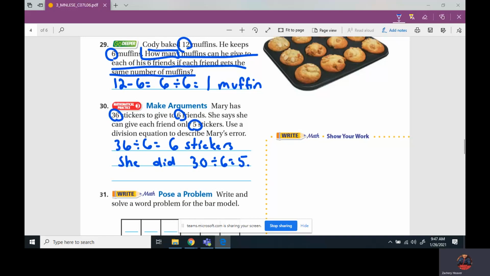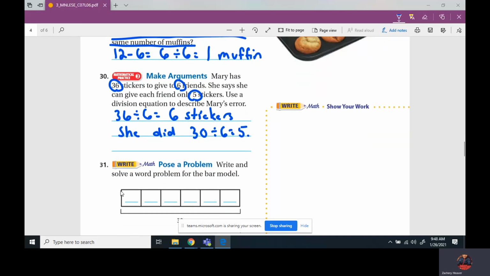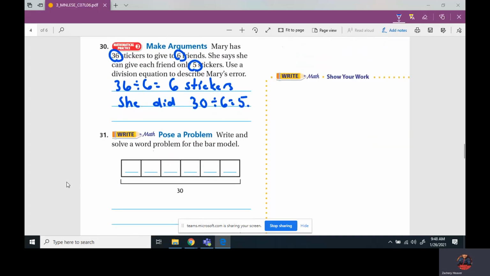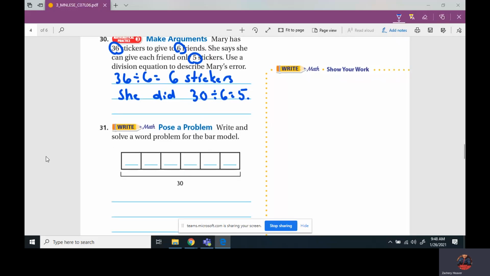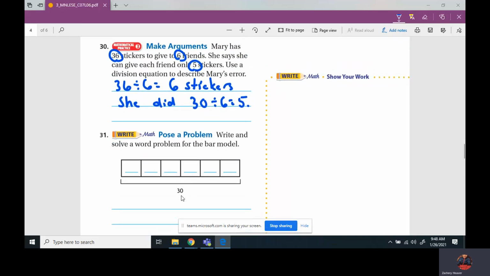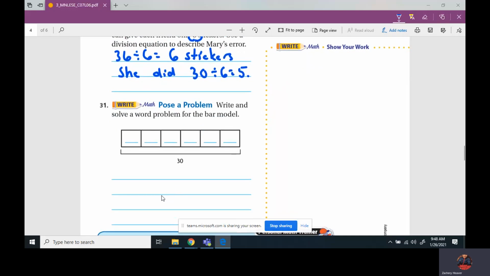Okay. The next one says, write a word problem to solve the bar model. We're going to do this one today. So we got to have it equal 30, which 30 is going to be our what number? Our big number. Adelie? Our dividend. So let's say Adelie has $30.